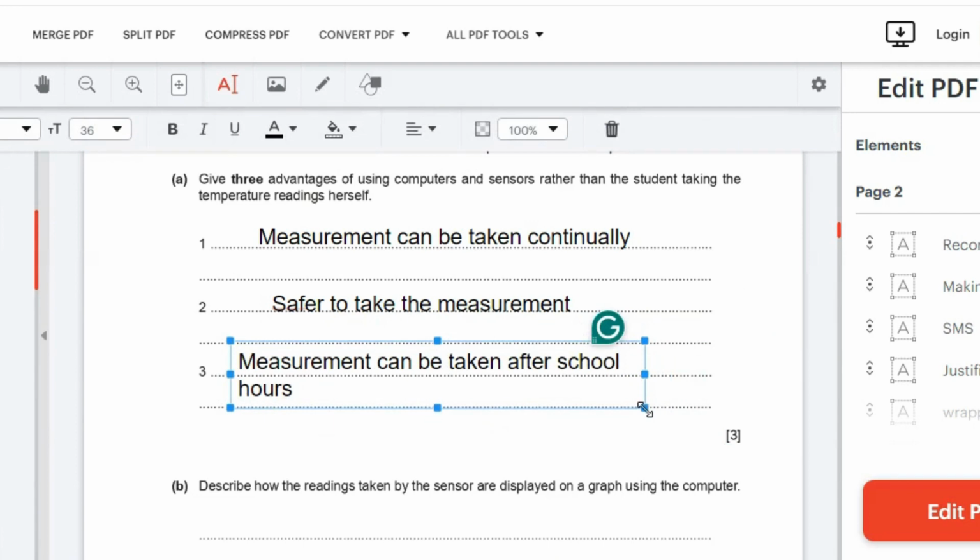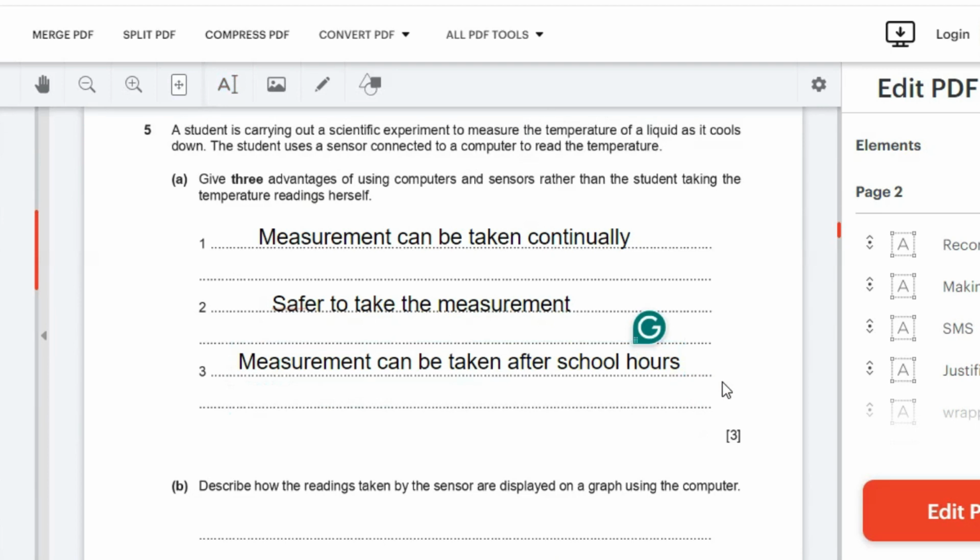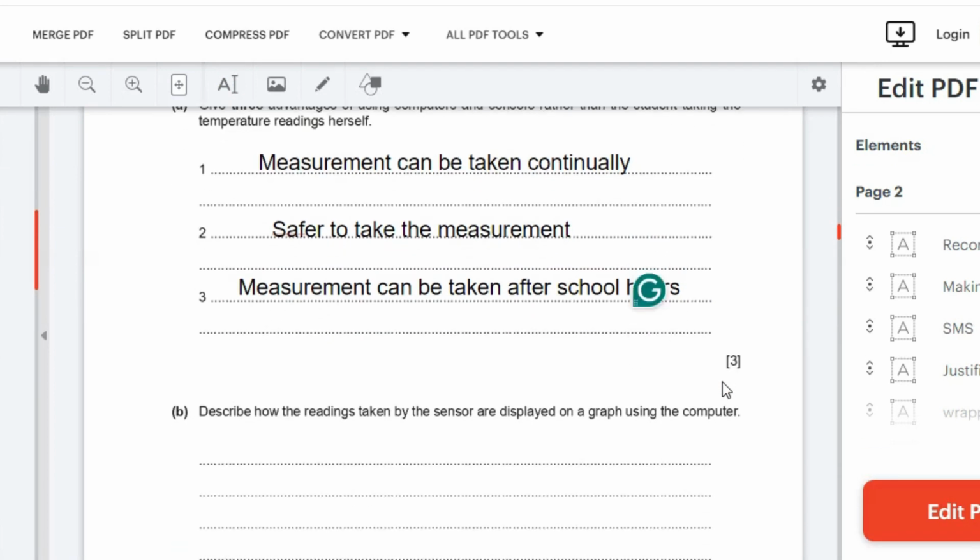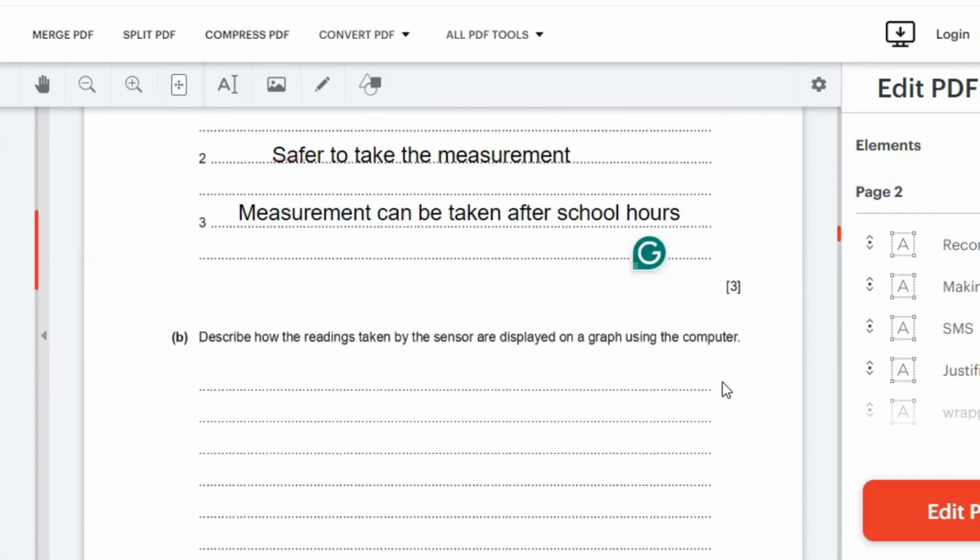We have other advantages, which include the computer will not forget to take readings. Unlike human beings, we can forget, but the computer will not forget to take readings. The computer reads the data more accurately. And readings are taken at a more consistent time interval.